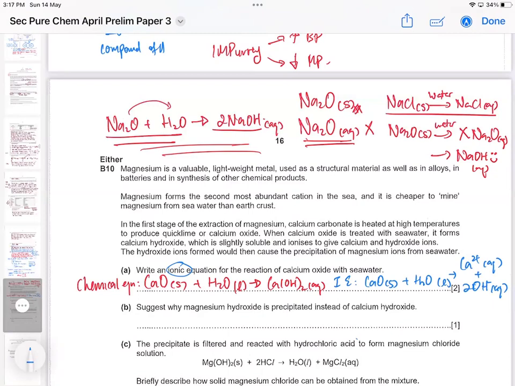So do know the difference between weird questions like this, chemical and ionic equation. They look strangely close. And of course, the metal oxide thing.